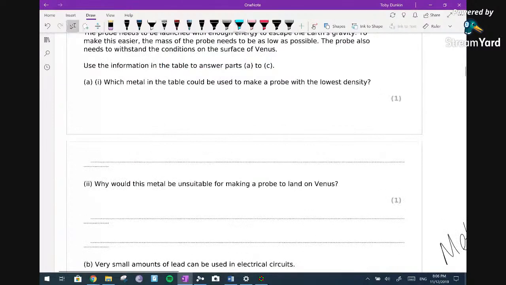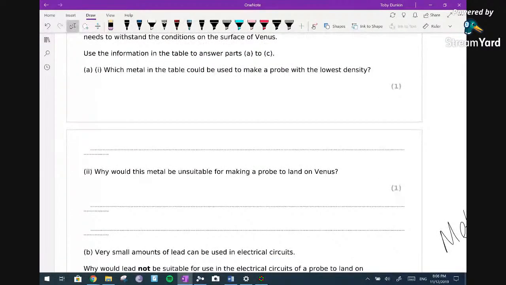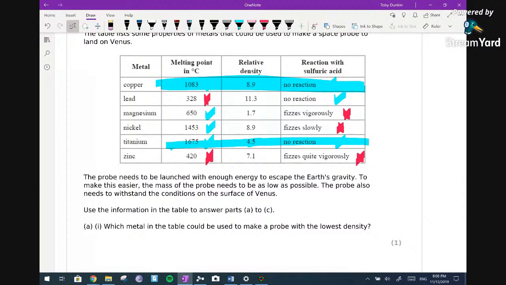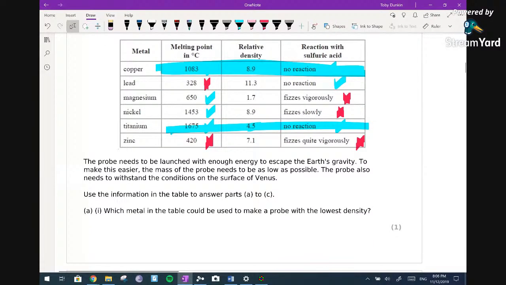Why would this metal be unsuitable for making a probe? Oh, hang on a minute. I've made a mistake, haven't I? It says, which one can we use to make the probe with the lowest density? The lowest density is magnesium. So that's actually going to be the probe with the lowest density, the lightest. And they're now saying, why can't we use this?